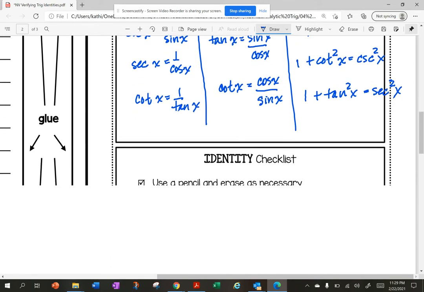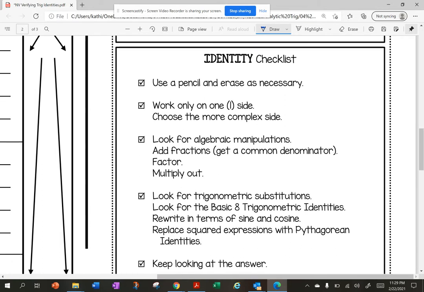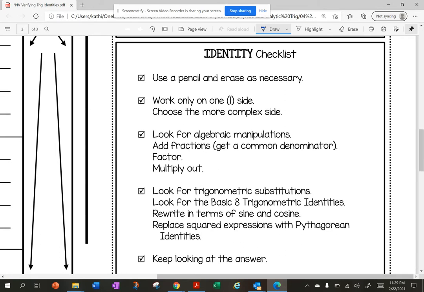Okay, so let's go through some guidelines. What is it we're trying to do? When we are trying to verify something, I'm going to make mistakes. This isn't something you get right once, so make sure you're using pencil so you can erase. You're only working on one side, and you want to always pick the more complex side because you're trying to simplify it to equal the other side. So don't pick the simple side because there's nothing to do with it.